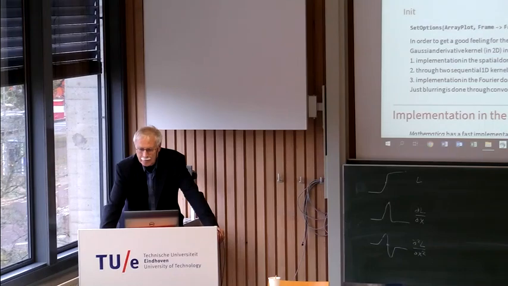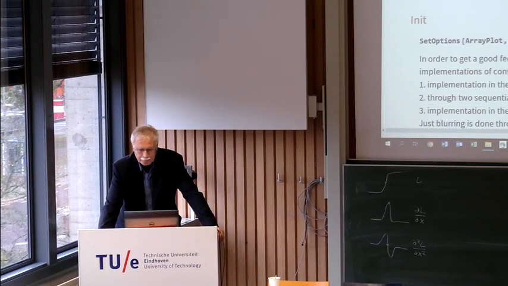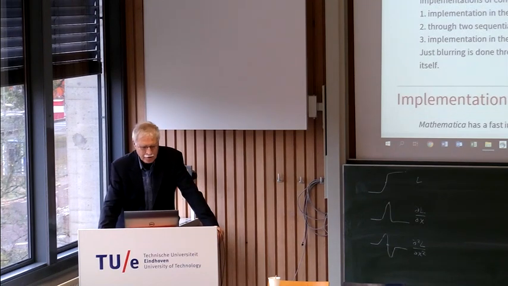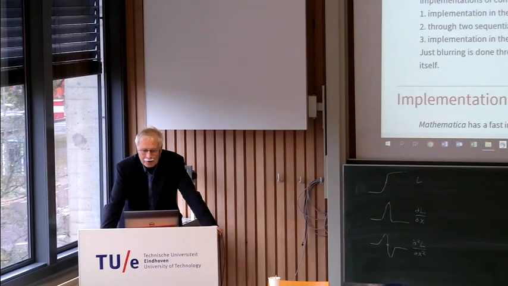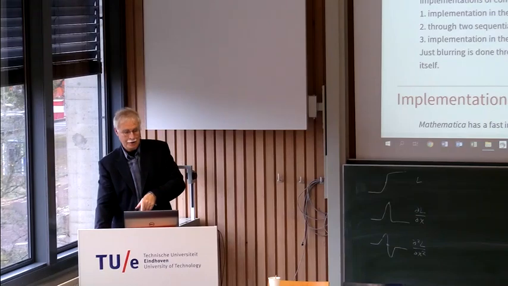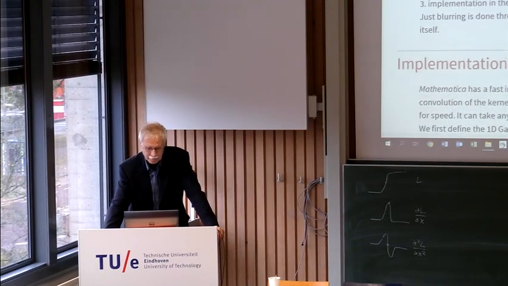If you implement them, let's say some options. We will discuss three implementations with a Gaussian derivative. First, an implementation in the spatial domain with a 2D kernel. Then the separable implementation. How do you do that? One line in X, one line in Y. And then we take the Fourier domain. It's just to show you a little bit how it is done.